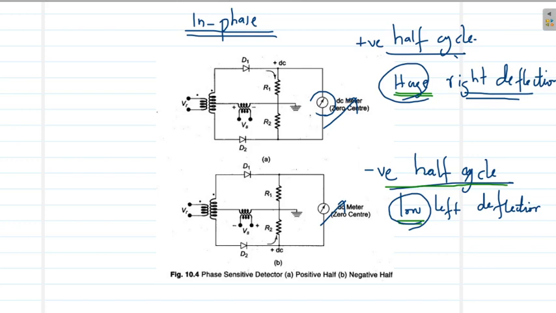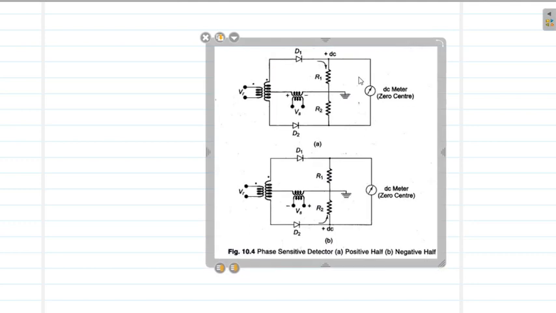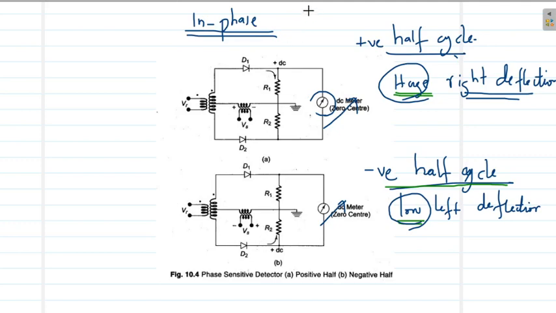Now let us try to understand the case of out-of-phase signals. If the signals are out of phase, that means Vr and Vs are out of phase. During the positive half cycle of Vr, we have the equivalent negative half cycle of Vs, and vice versa. So this is the out-of-phase situation. You can see that the exact opposite condition to what we have mentioned here will happen.